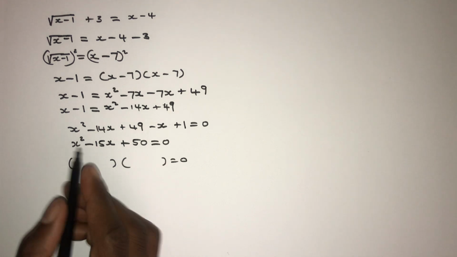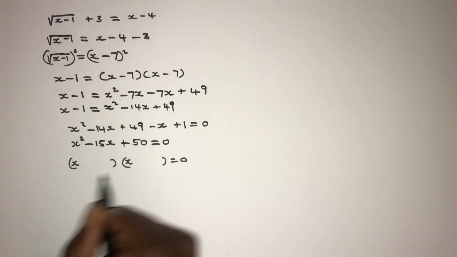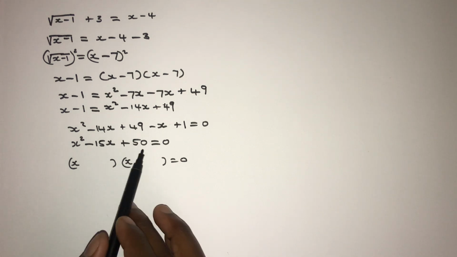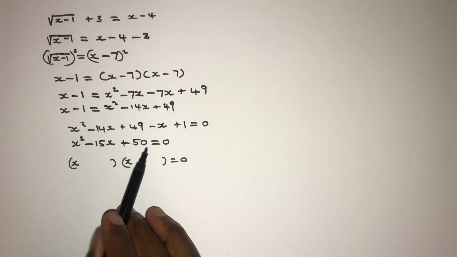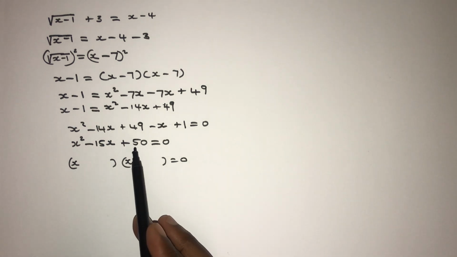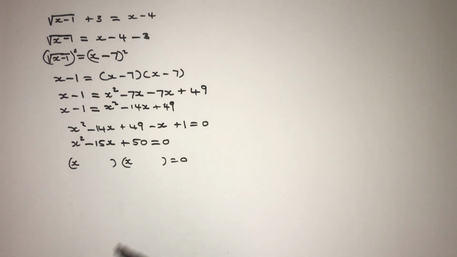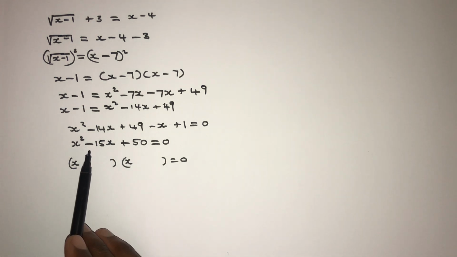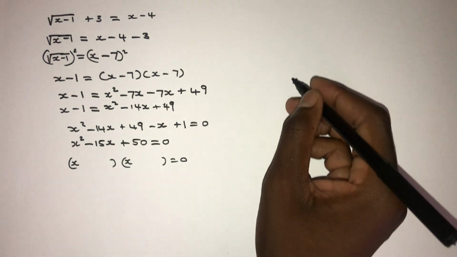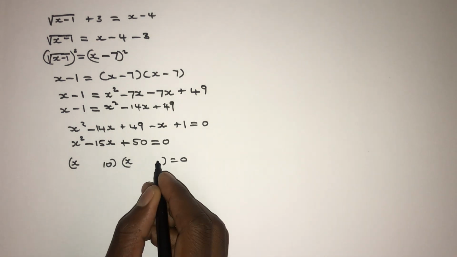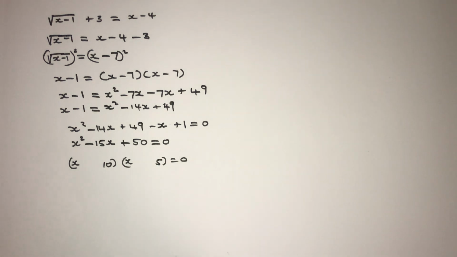So the factors of x squared are x and x. X times x, x squared. Then let's look for the factors of 50 that when we multiply them, they give us positive 50, but when we add, they must give us negative 15. So for 50, let me say we have 10 and 5. 10 times 5 is 50, right?